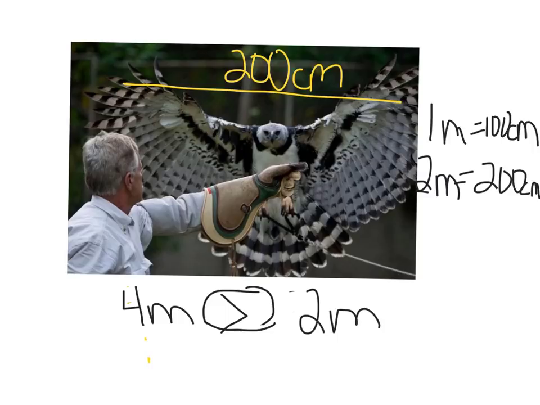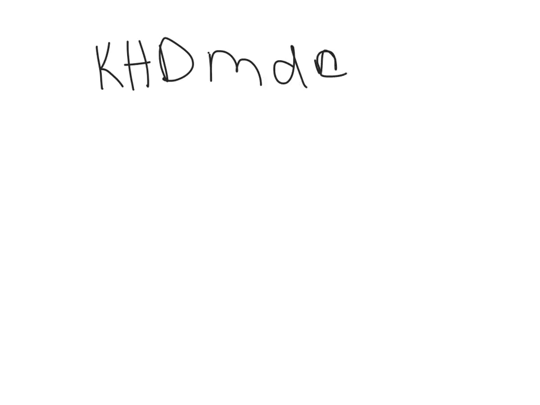Okay, so now we want to think about how can we do this even if we didn't have the 1 meter equals so many centimeters. So let's do our King Henry died Monday drinking chocolate milk.